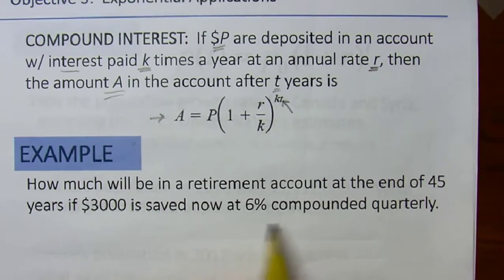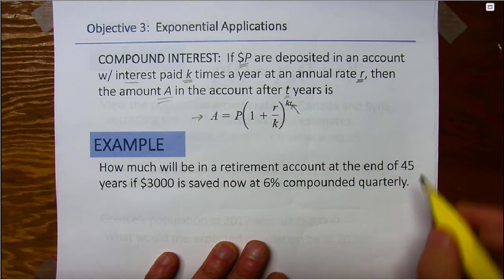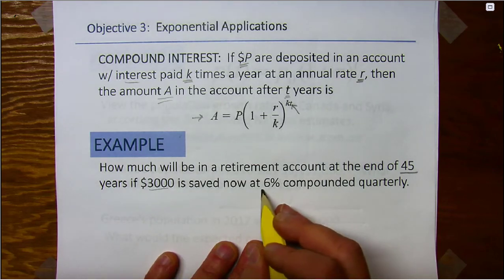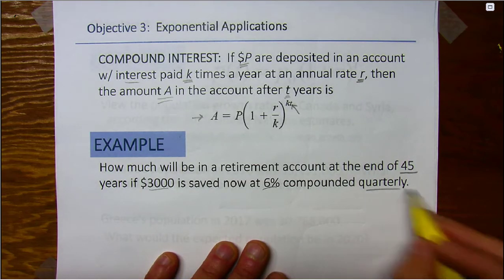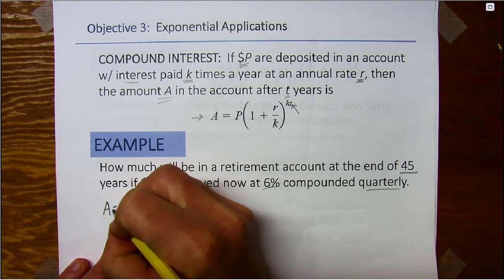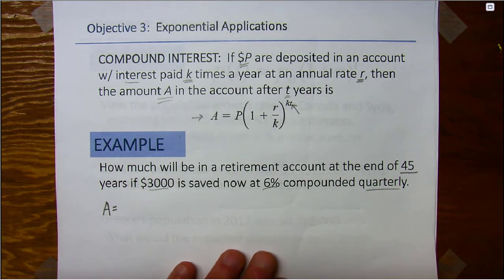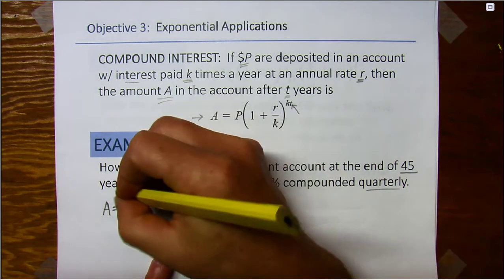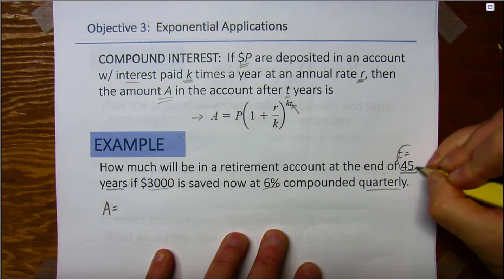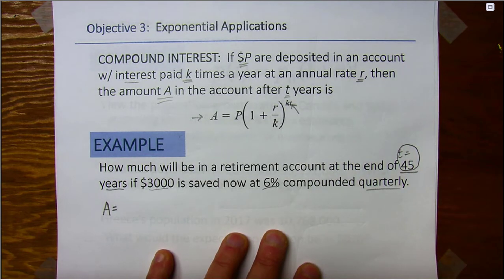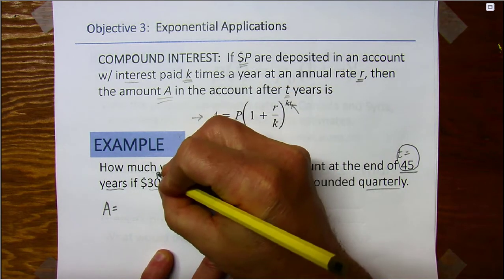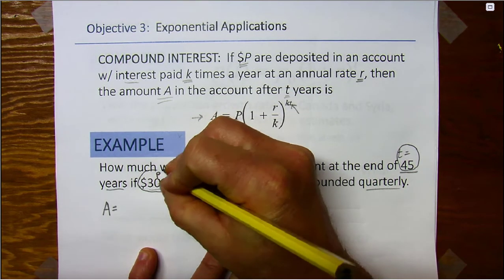So the question is, how much will you have in your account at the end of 45 years if you put $3,000 in there now at a rate of 6% compounded quarterly? Okay, well, we can use the formula directly. We're trying to find A, but the question is, what are our parameters? 45 years, well, that's our t value, so t is equal to 45. P is the amount we're depositing, and so apparently P has got to be 3,000.